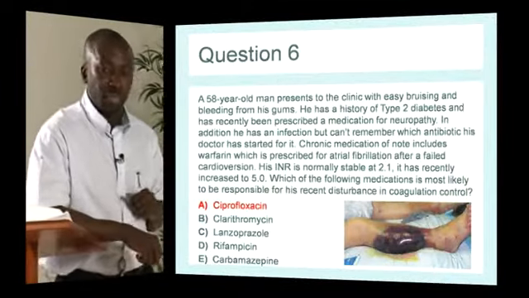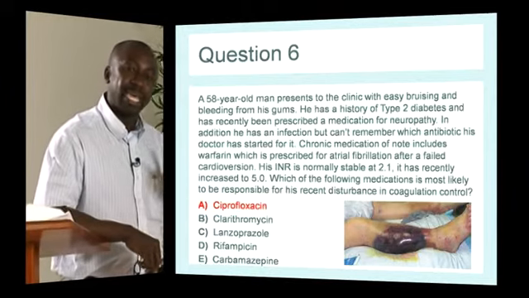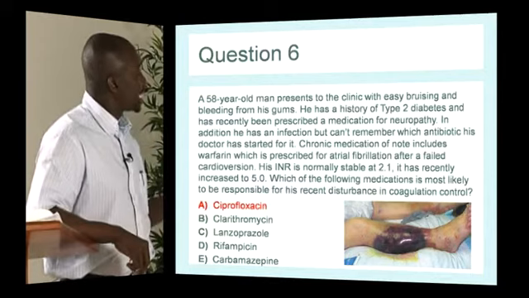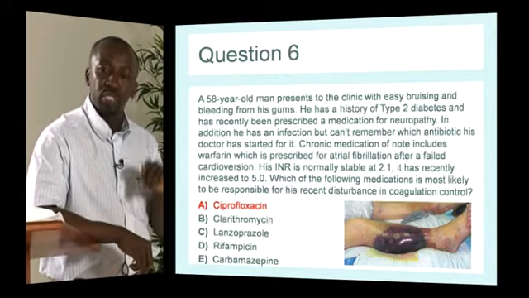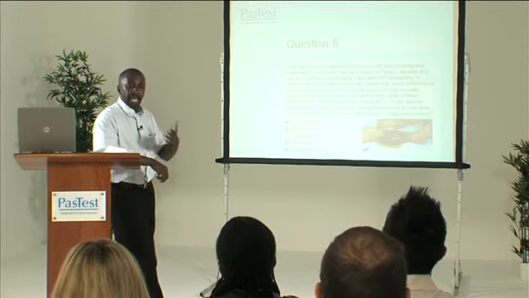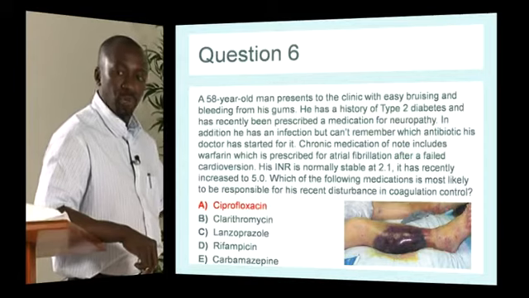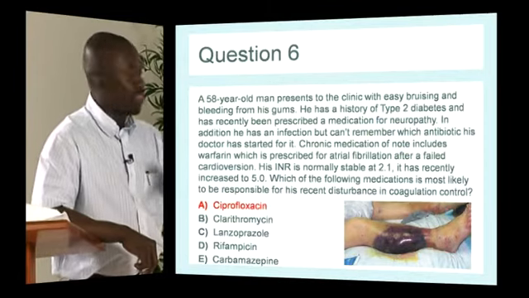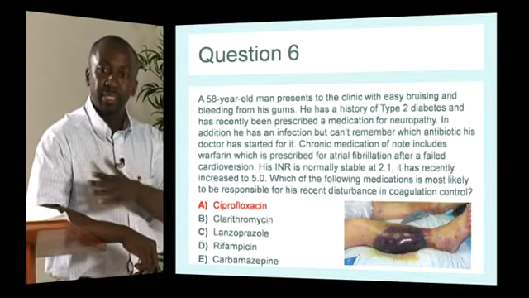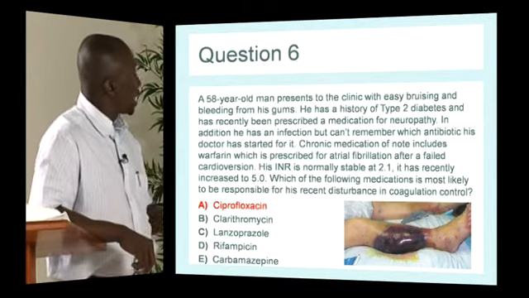The mechanism of it is interesting. So ciprofloxacin is an enzyme inhibitor. It inhibits cytochrome P450 2C9. And you'll remember 2C9 is a metabolizer of warfarin. So Cipro has inhibited the clearance of warfarin. Hence, the INR has shot up and the patient has bled.